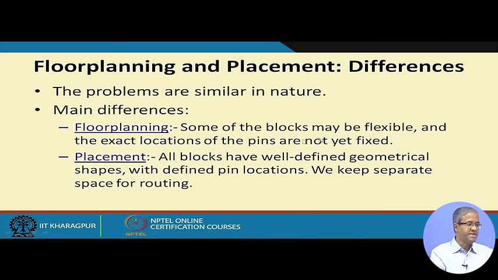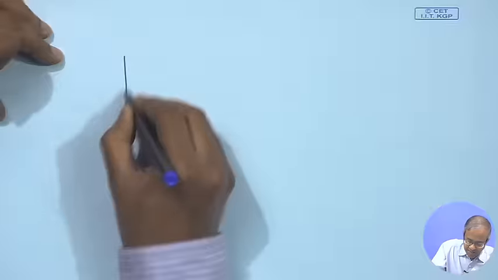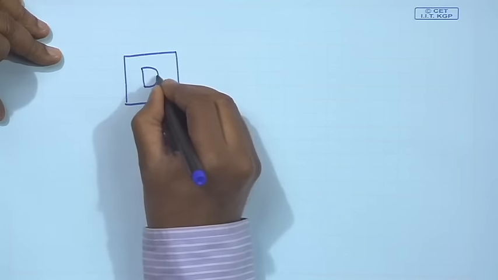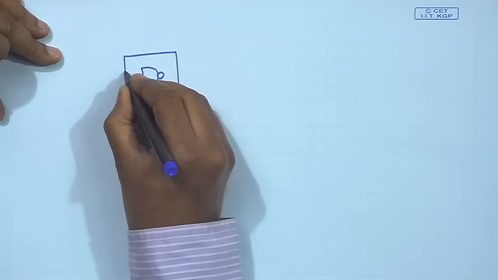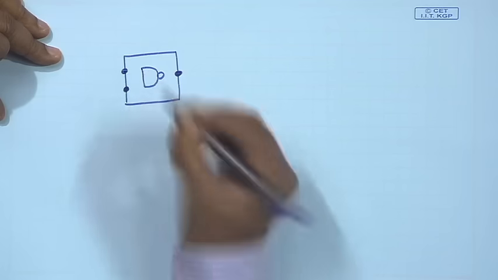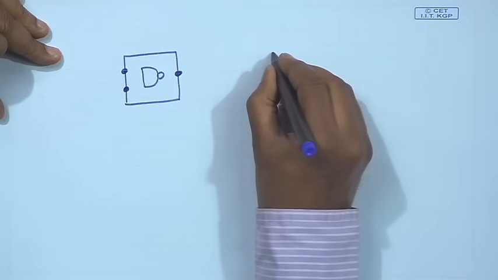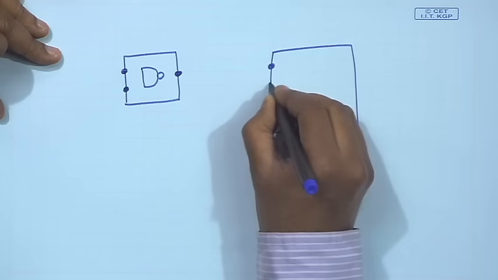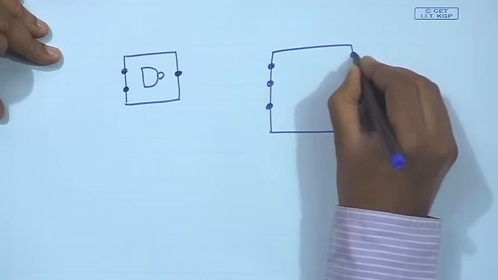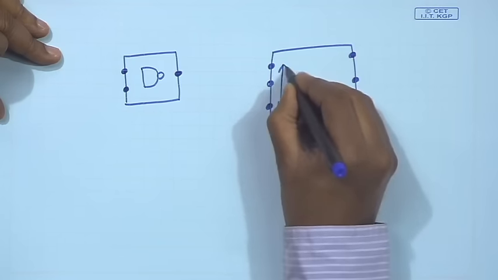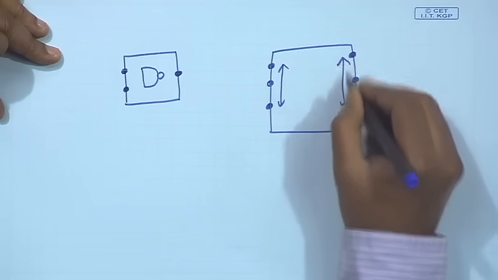And also in each block, the pins are there. For example, suppose I have a fixed block like this. Let us say this corresponds to a NAND gate. So, my two inputs can be here and here, my output can be here, these are fixed pin locations. But if I have a flexible block where I know that there are 6 pins I need, but their exact locations are not fixed, they can move around. Okay. The pin locations are also flexible here.